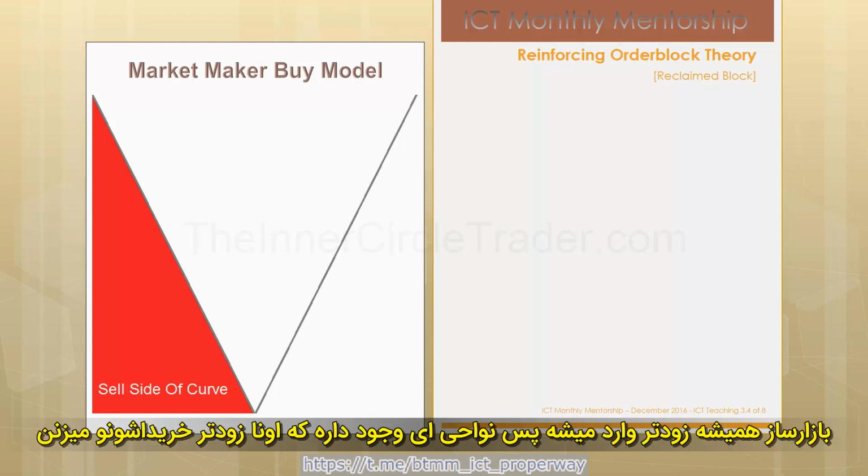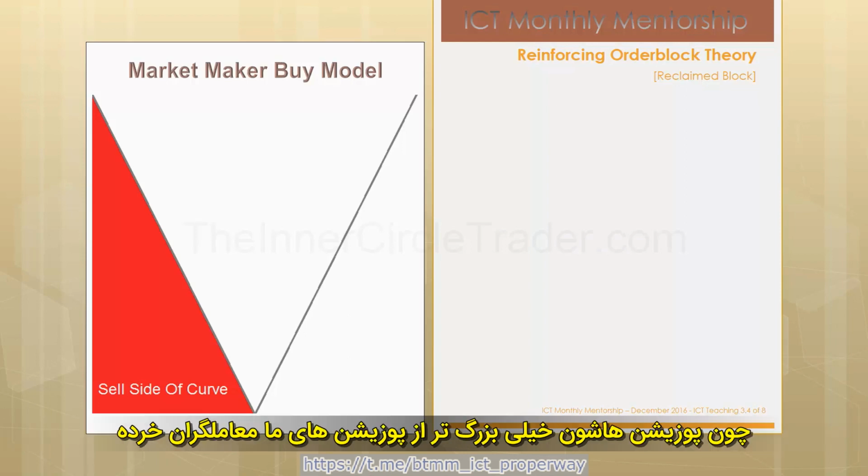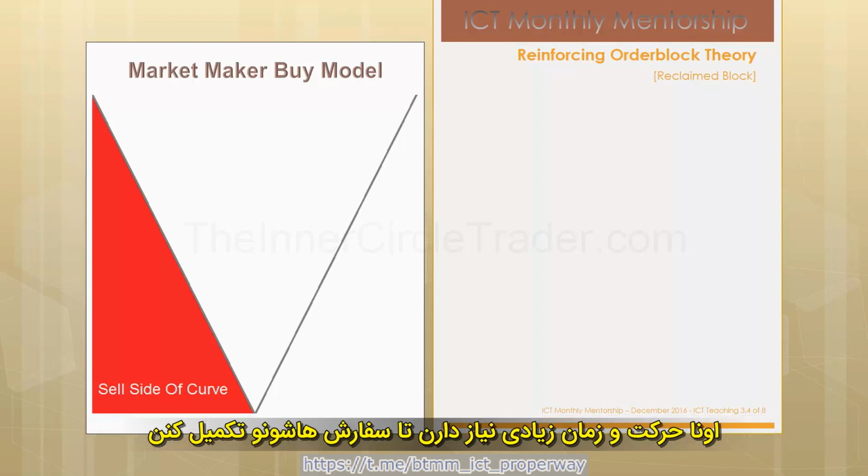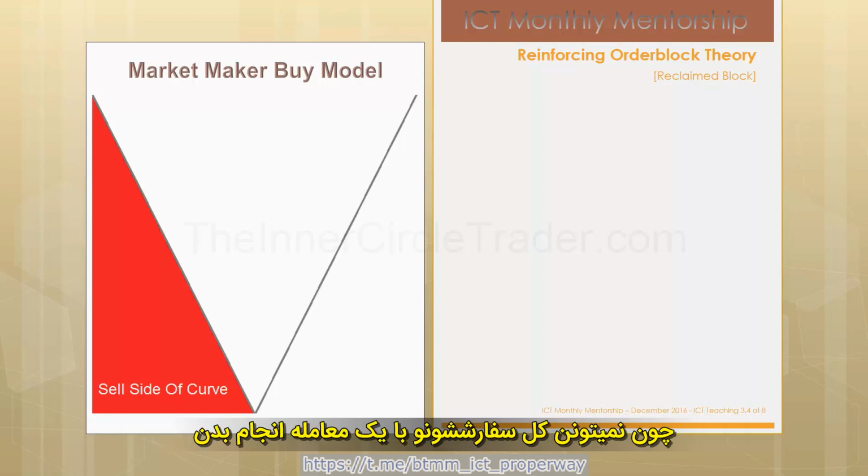The market makers are going to be scaling in early, so they're going to have areas at which they start buying early because their positions are much larger than us as retail traders. They require a great deal of movement and time to price in their orders because they can't facilitate their entire order on one transaction, one specific move from a level. They have to scale that position in, and that's in the form of hedging.